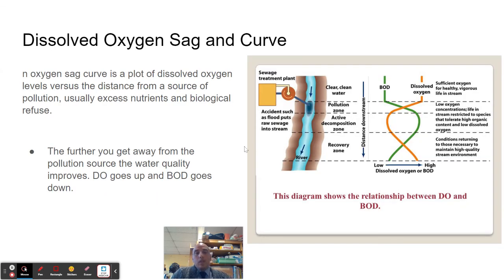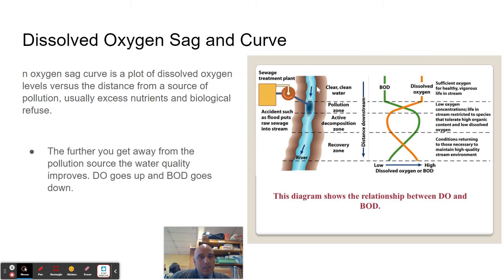Okay. Here's another vocabulary term that I saw in the CED. I'm sorry for the typo there. An oxygen sag curve is a plot of dissolved oxygen levels versus the distance from the source of pollution, usually an excess of nutrients and biological refuse. I'll correct it later. Basically, it's going to say that the oxygen is going to decrease usually when there's a source of pollution. So let's look at this diagram here.